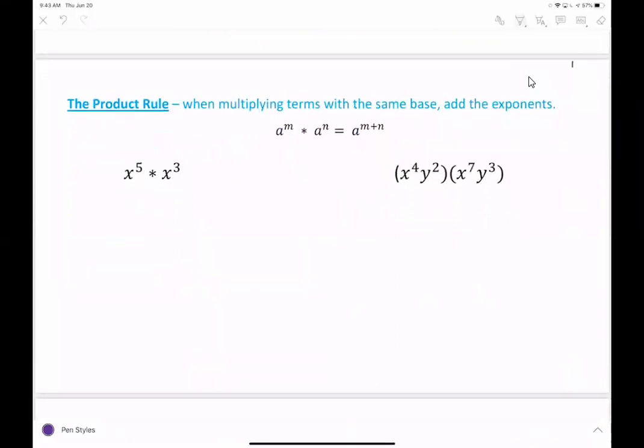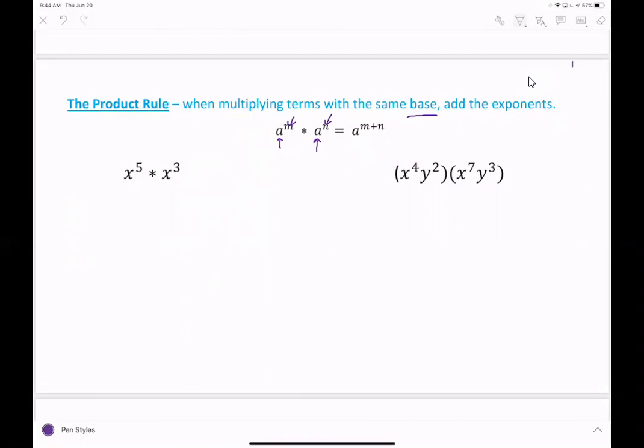And the product rule says that when multiplying terms with the same base, what we're going to do is add the exponents. So just looking at the rule here, our base here is A for both of them, and then we have an exponent M and exponent N. So what we do is we write the common base and we add the exponents together.